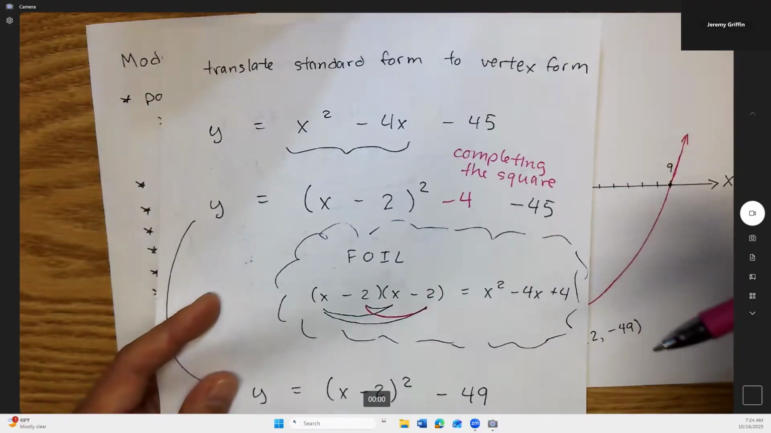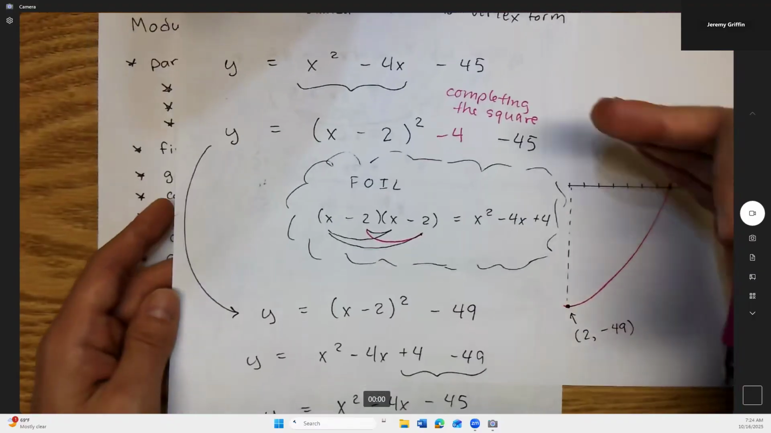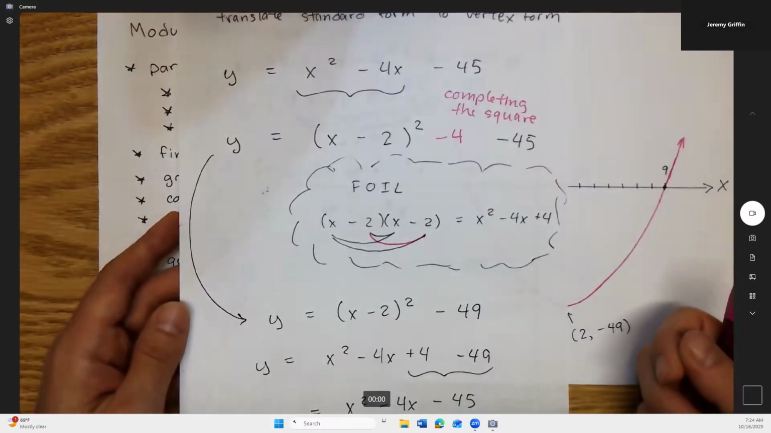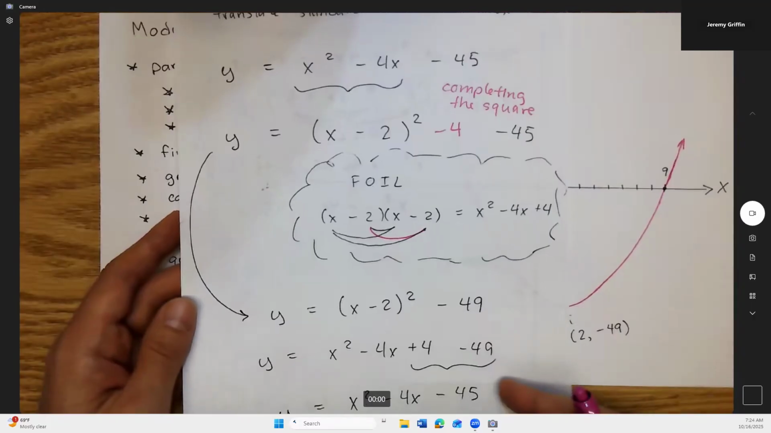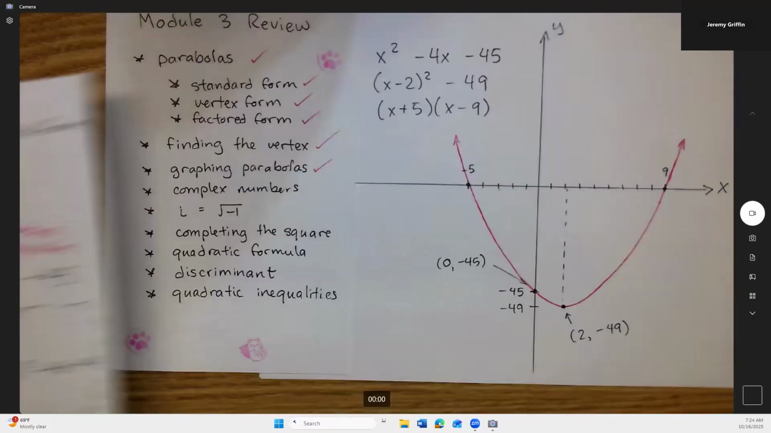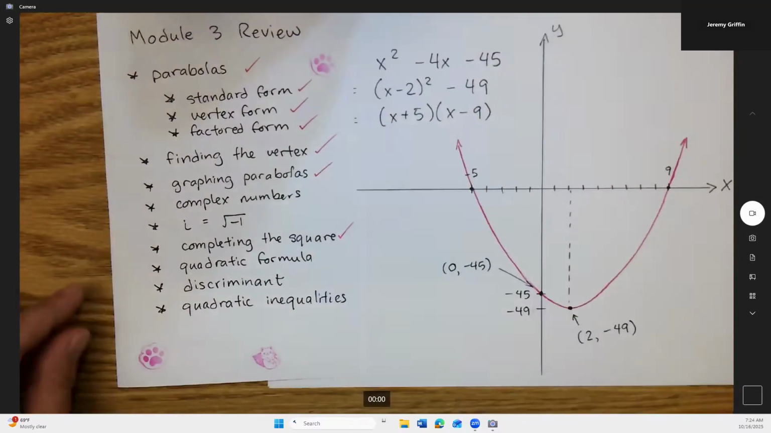If you're not sure if you did it right, then you can always do this FOIL and check your work, just like I did right here. And how many lines is this? One, two, three. That's not bad, right? And then you got 4, 5, and 6 to check my work the other way. That's not too bad. Okay, so let me show you guys completing the square.